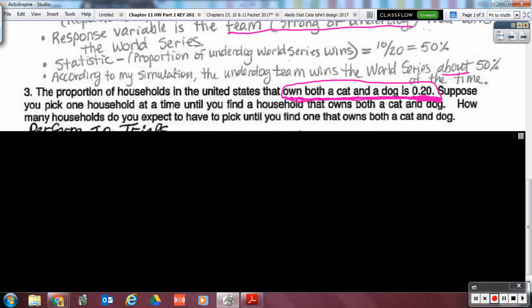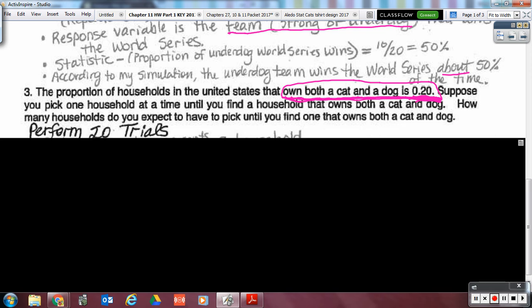The question is, how many households do you expect to have to pick until you find one that owns both a dog and a cat? And somebody has made the claim, has set forth the criteria, that 20% of the households in the nation own both a cat and a dog. So I'm going to have to represent 20% in digits.